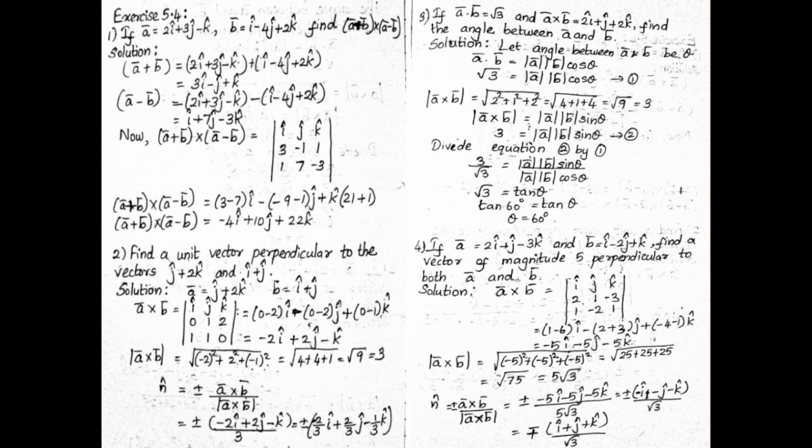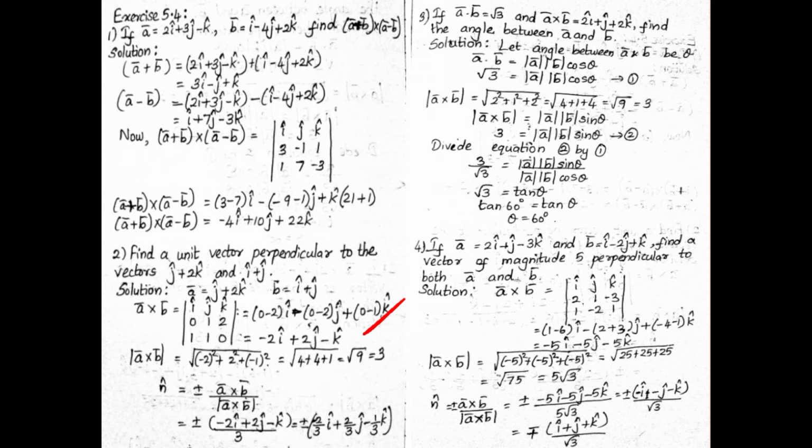Solution. First give the names a vector and b vector to the given vectors. So a vector is equal to j vector plus 2k vector, b vector is equal to i cap plus j cap. Find the cross product a vector cross b vector. Write it in determinant form: first row i j k, then second row the coefficients of a vector, then the coefficients of b vector in the third row, and solve this. So you will get minus 2i plus 2j minus k.